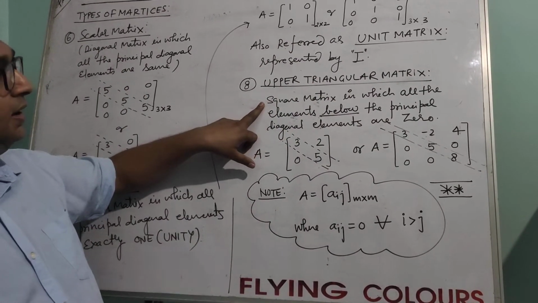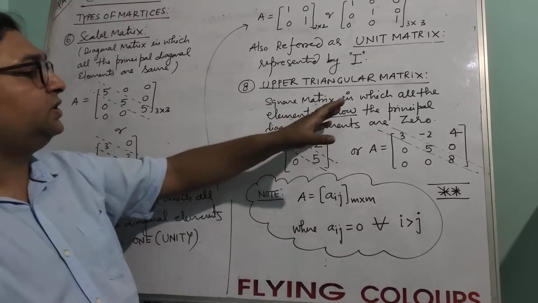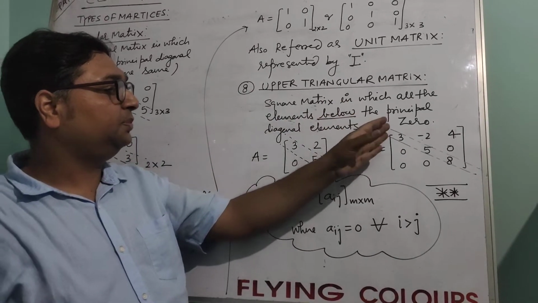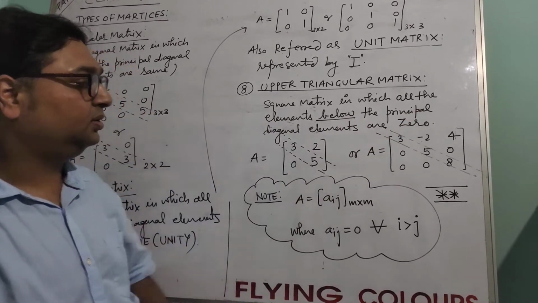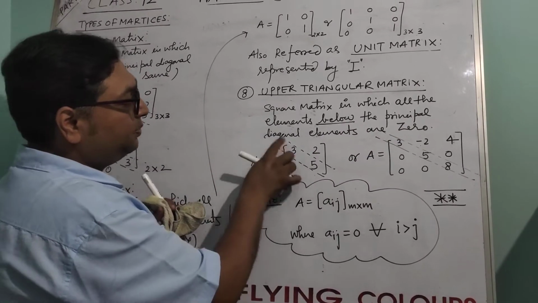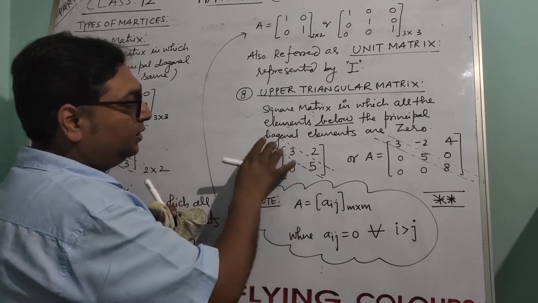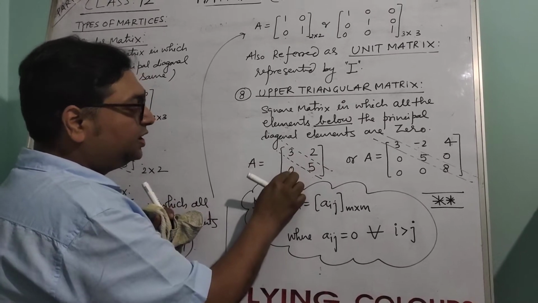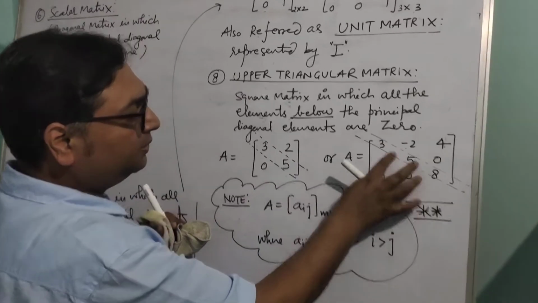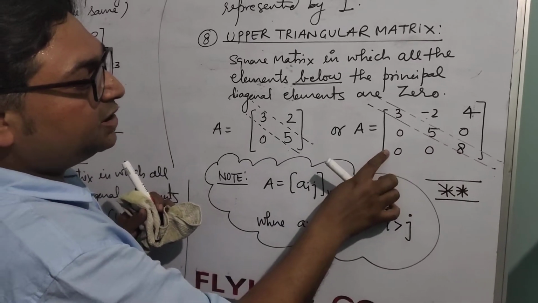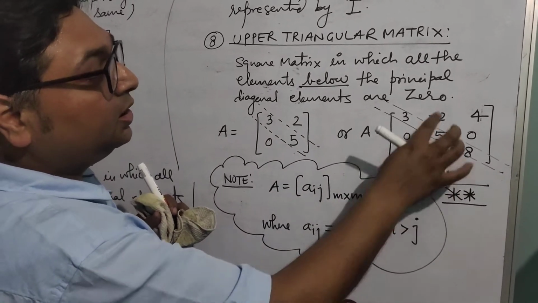The eighth one is upper triangular matrix. What is it? It is a square matrix in which all the elements below the principal diagonal elements are 0. Now you can see here, these are our principal diagonal elements and all the elements below the principal diagonal elements are 0.